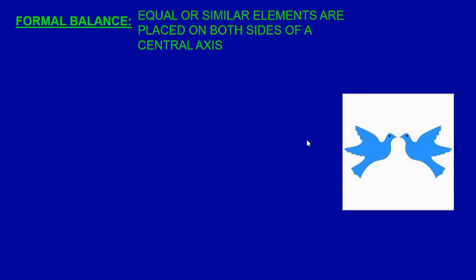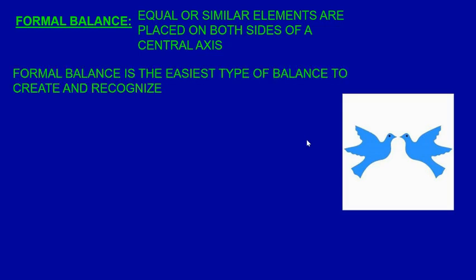I also want you to know what formal balance is, where you have equal or similar elements placed on both sides of a central axis. With this, you can think of a mirror image on both sides. Like you see the two birds there, one is copied and then flipped around to the other side, and it's exactly the same, only in a different orientation.